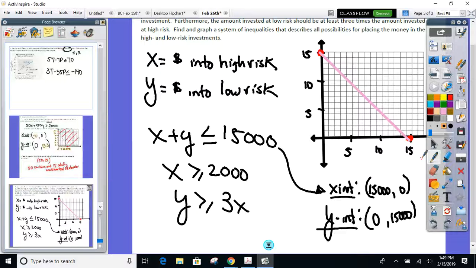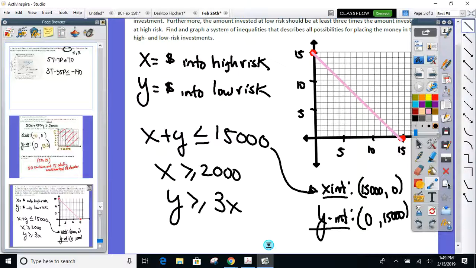You ready for x is greater than or equal to 2,000? What type of line? Vertical, thank you. Not a straight line, a vertical line. Dashed or solid? Solid, going through 2,000. 1, 2.